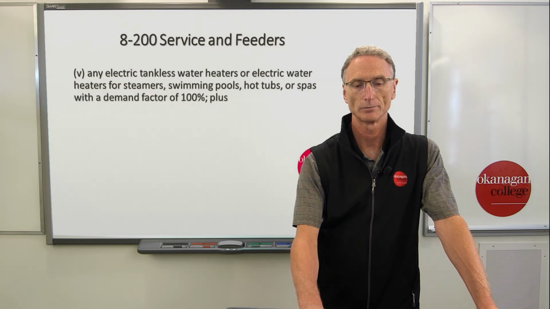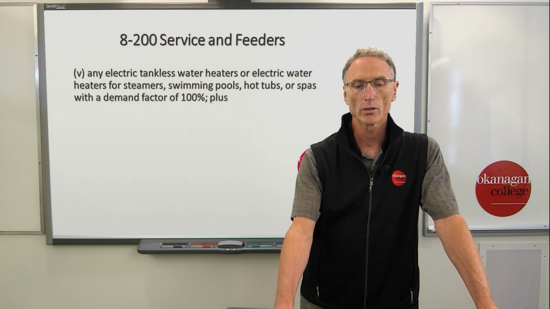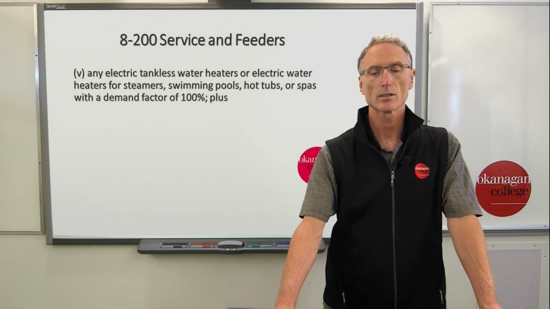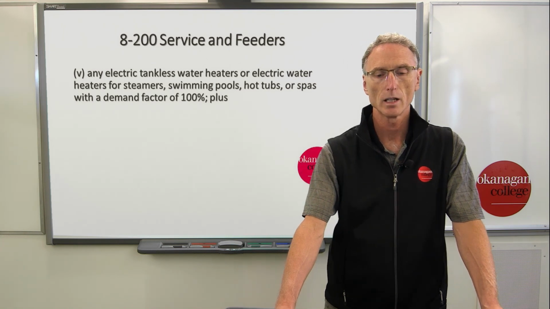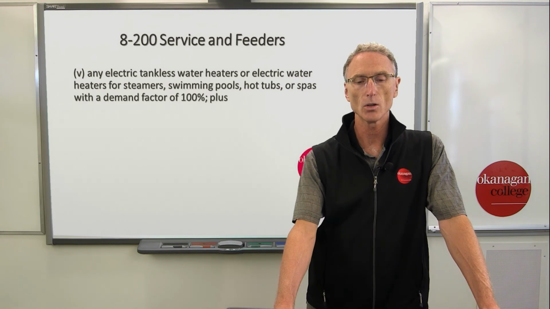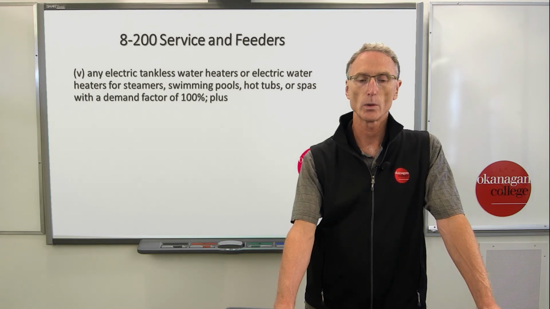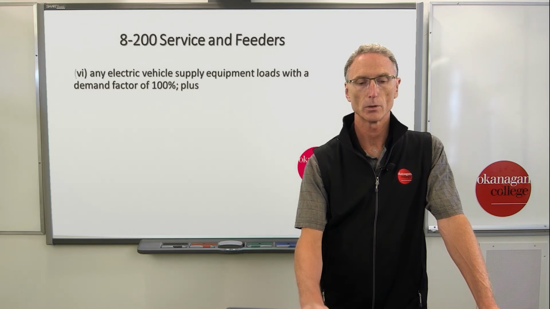Any electric tankless water heaters or electric water heaters for steamers, swimming pools, hot tubs, or spas with a demand factor of 100%. So with this calculation we have to go amp per amp, whatever these draw, it'll be at 100%. But in our house, you'll notice here that we don't have any of these loads, so we won't have to factor this in. However, we still have to go through the rule.